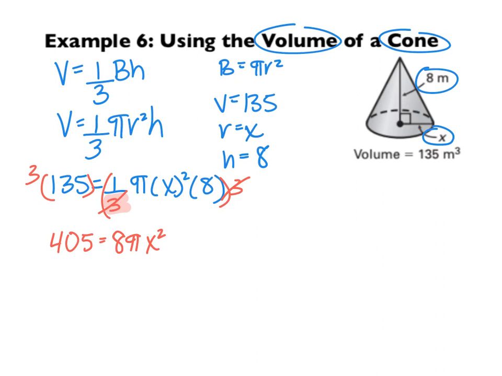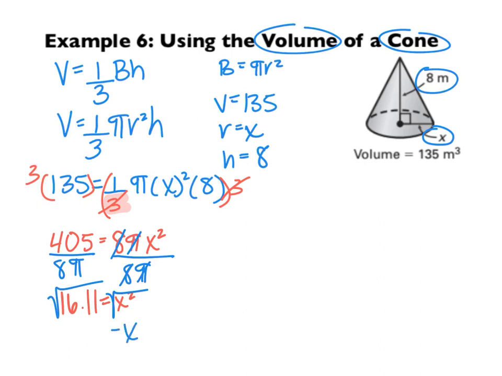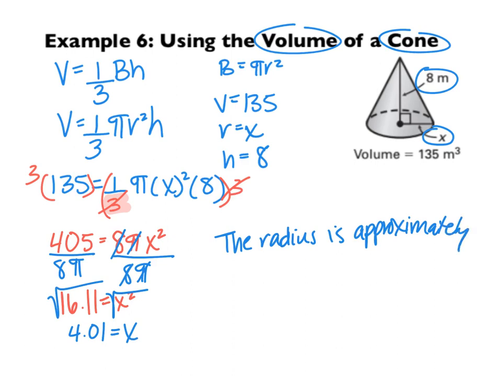I'm still wanting to get x by itself, so I need to divide out the 8 pi. Notice it's going to cancel the 8 pi on the right. Now 405 divided by 8 pi is going to be about 16.11. And all we have to do now is get that x by itself by square rooting both sides of the equation. So x is going to equal about 4.01. So the radius of the cone is approximately 4.01 meters. And notice all we had to do was use the original equation that we have been using and work backwards and solve for that missing piece.